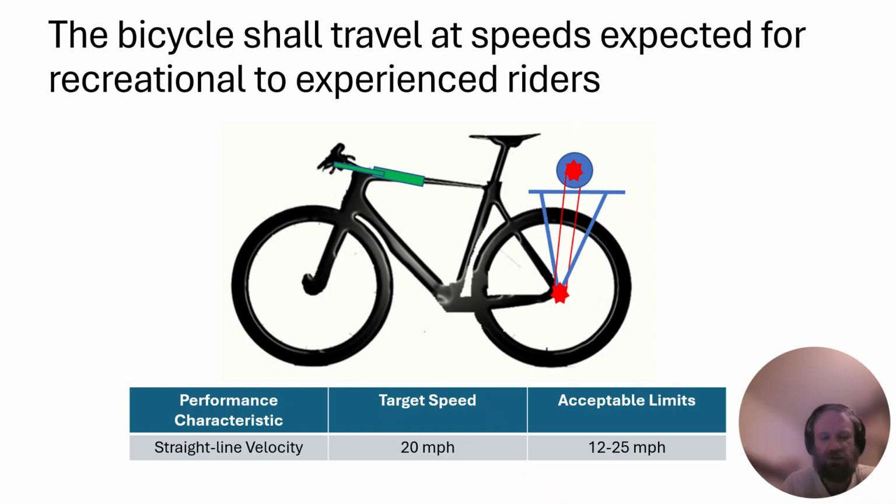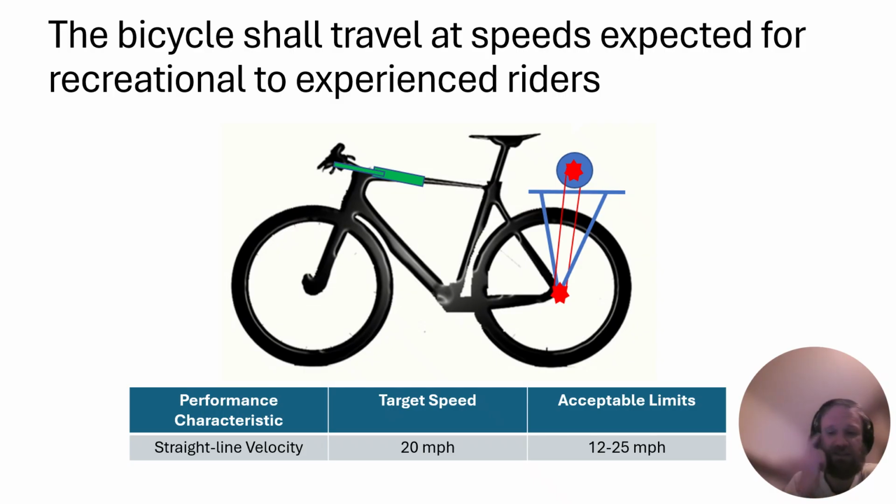And here we have an example of the translation of one of the performance specifications from our prior example into this form. So the bicycle shall travel at speeds expected for recreational to experienced riders. And that performance characteristic I have just simplified to a straight line velocity.